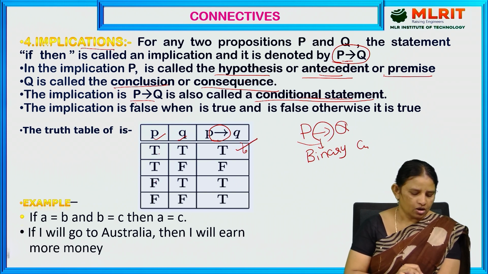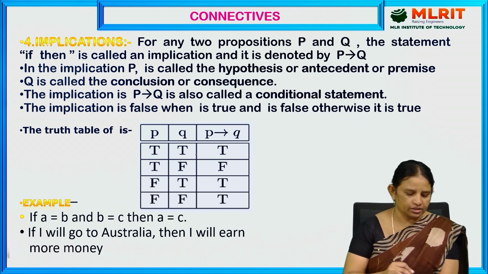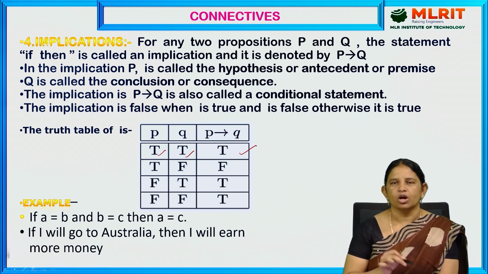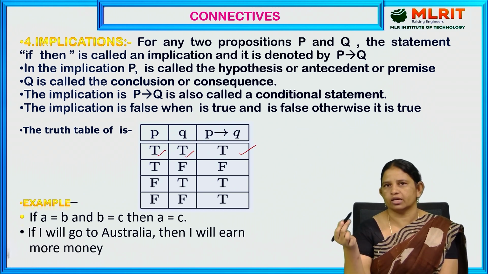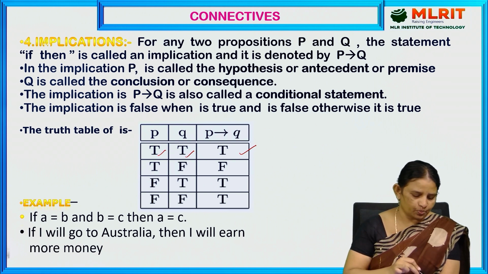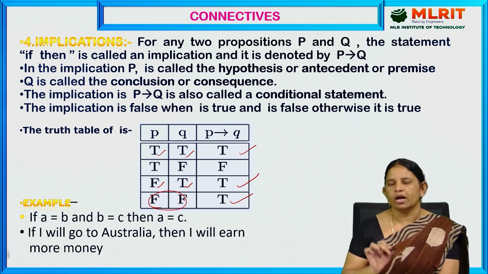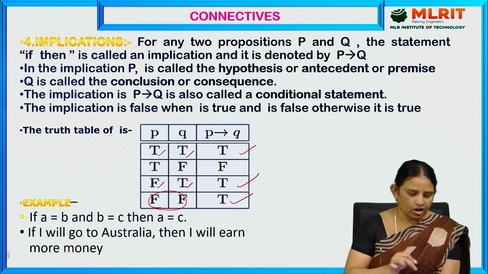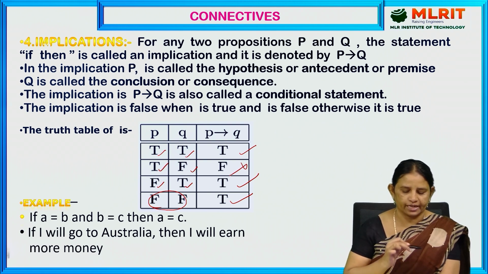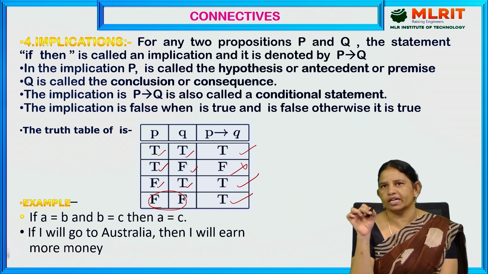If the first proposition is true and the second proposition is true, it returns a true value. If both propositions are true, it returns true. If the first proposition is false and the second is true, it returns true. If both propositions are false, it also returns true. In only one case, where the first proposition is true and the second proposition is false, does it return false. For all the remaining cases, it returns a true value.